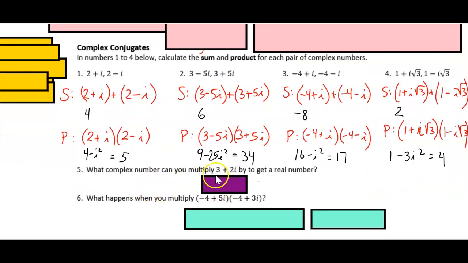So what complex number can I multiply 3 plus 2i by? Pause here and write it down. In order for it to cancel and become a regular real number with no i's, you need to change the sign in the middle. So we want 3 minus 2i there.